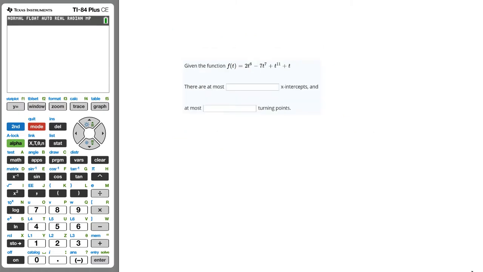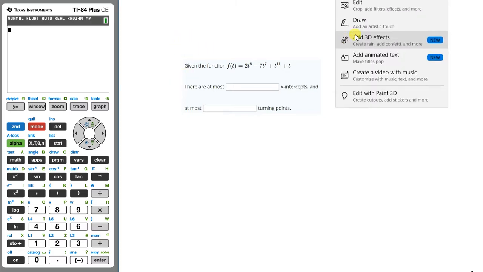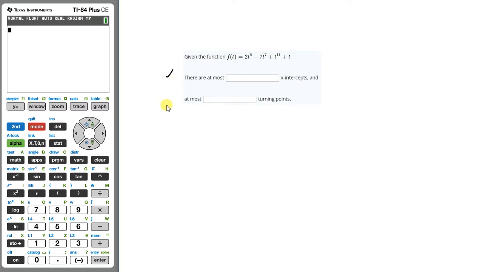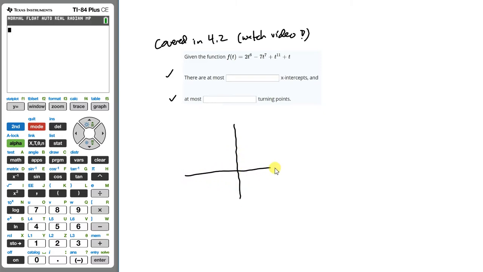Okay, this is actually the next problem, problem number 9, and these questions about how many x-intercepts or turning points were already covered in the previous section in 4.2. So you should watch that video if you're not sure about this. Okay, just a quick little blurb about it. If you get stuck on a question like this, just always remember your good old friend x squared.